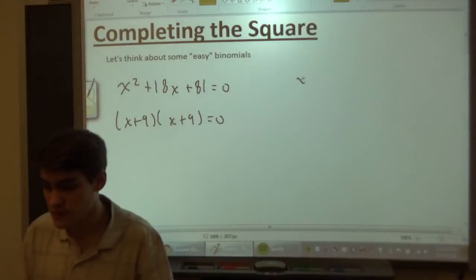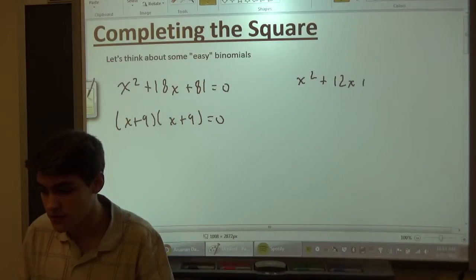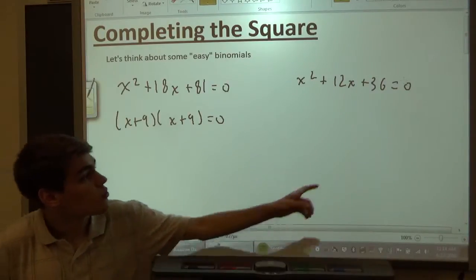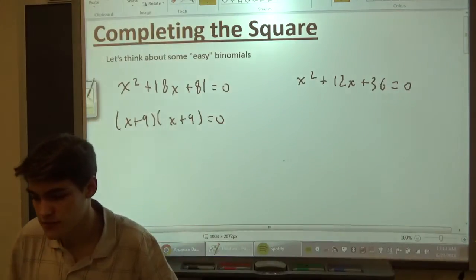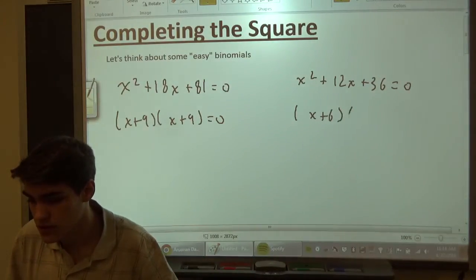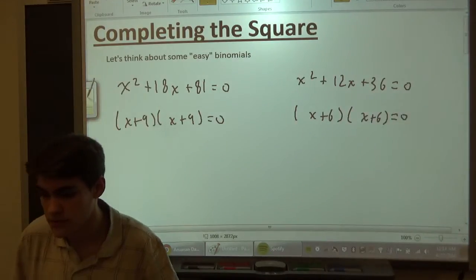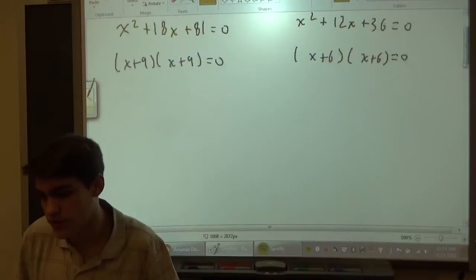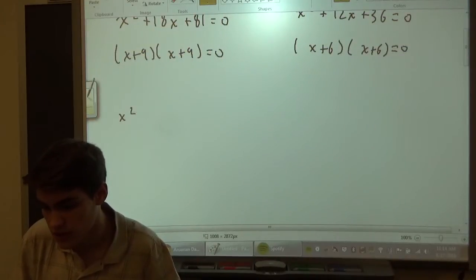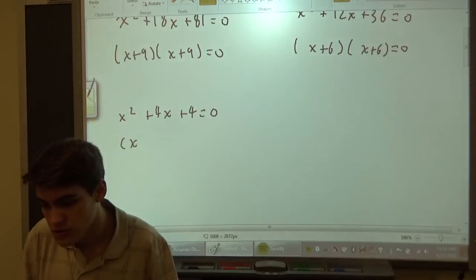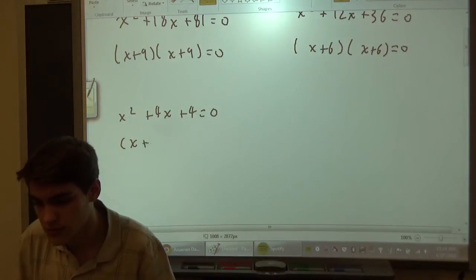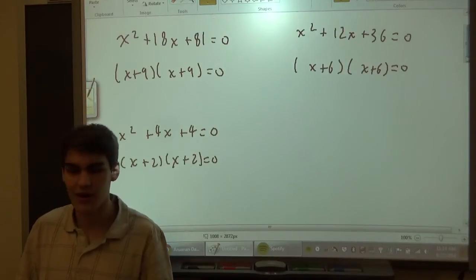Another easy one, x squared plus 12x plus 36. So what multiplies to give 36 and then adds to give 12? 6, right? So it's (x plus 6) squared is equal to 0. And one more, probably the easiest one, would be x squared plus 4x plus 4 is equal to 0. What multiplies to give 4 and adds to give 4? 2. So you got (x plus 2)(x plus 2) is equal to 0. So these are what I want to call easy to solve binomials.